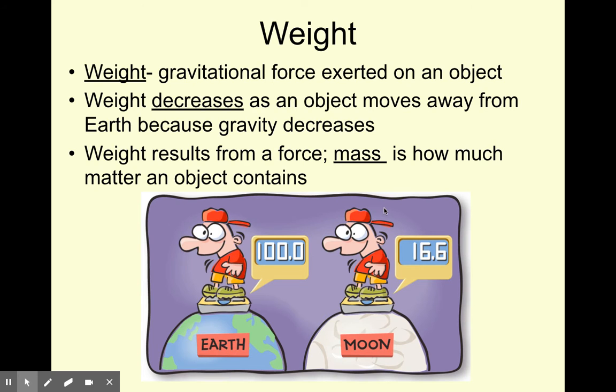Now, Jupiter is larger than Earth, so it has a greater gravity than Earth. So our weight on Jupiter wouldn't be 100. Our weight on Jupiter would be, I don't even know, 2,000, 3,000, okay? But our mass would still be the same.